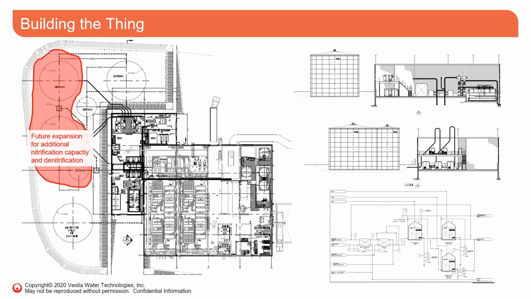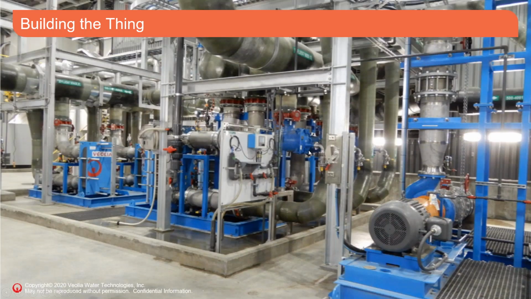These are a couple of layouts to show the existing plant, the auxiliary equipment for the MBBR, and the MBBR installed. These are projections if they want to add denitrification later on. This is the inside, just to show you the scale of the MBBR. This is pumping for the MBBR, and heat exchangers.